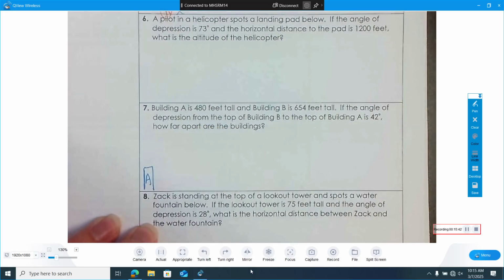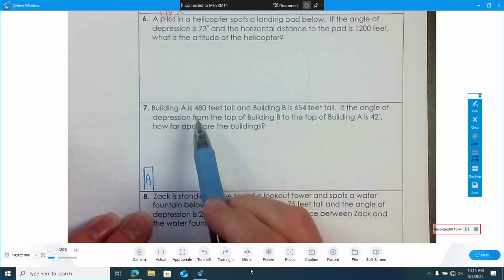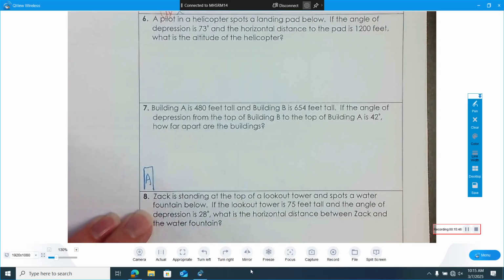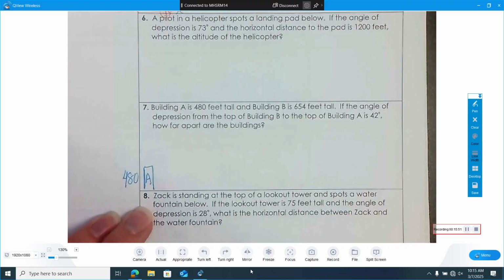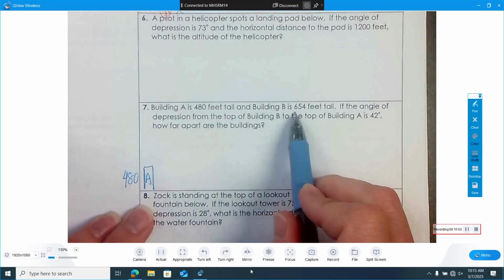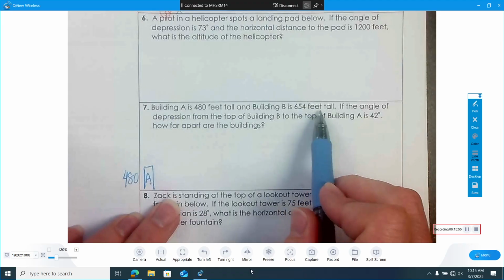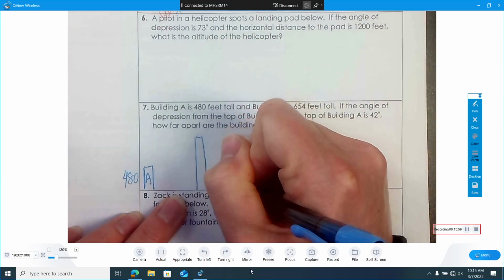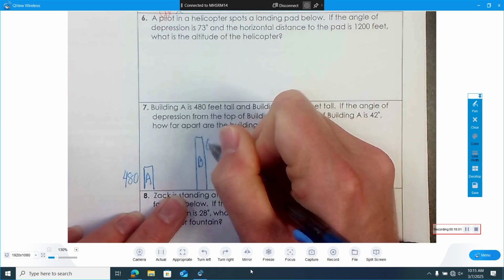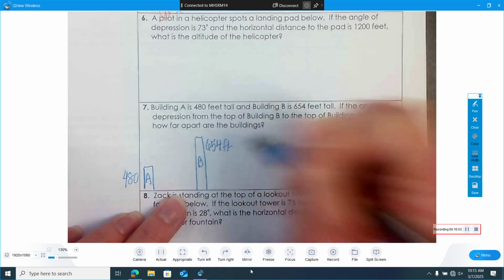Here's building A. Please, you should be drawing a picture. Building A is 480 feet tall. I'm going to put a 480 on there. Building B is 654 feet tall. So here is building B. It is 654 feet tall.